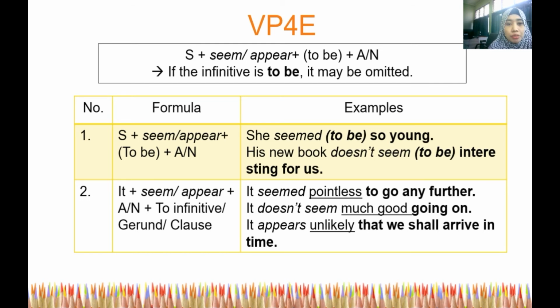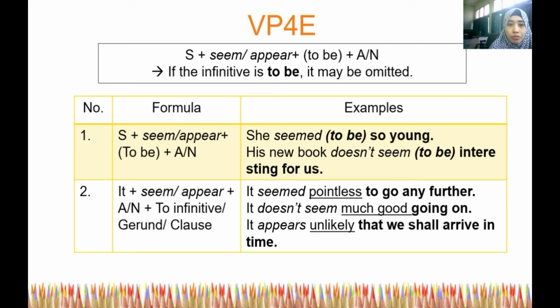But it's a little bit different because it can also be added with some other parts of speech, like to infinitive, gerund, or clause. For example, she seemed to be so young. It's similar to the previous one. His new book doesn't seem to be interesting for us. So his new book is the subject, doesn't seem is the verb in the negative form, and to be here is optional, and interesting for us is the adjective phrase.